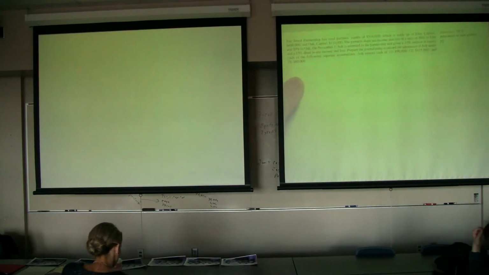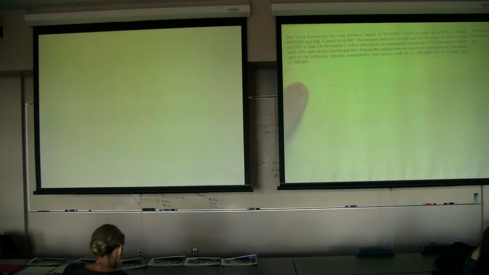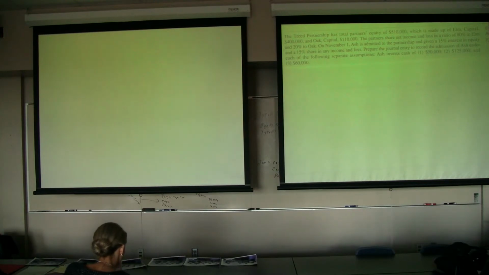So here's how it reads. The Tweed Partnership has total partnership equity of $510,000, which is made up of Elm Capital $400,000, Oak Capital $110,000. The partners share net income and loss in the ratio of 80% to Elm, 20% to Oak. On November 1st, Ash is admitted to the partnership and is given a 50% interest equity and a 15% share of the income and loss.